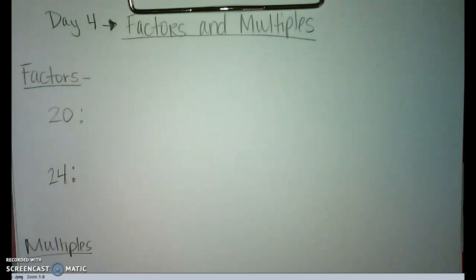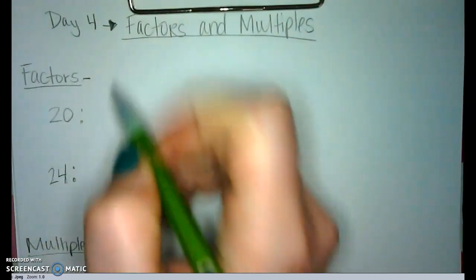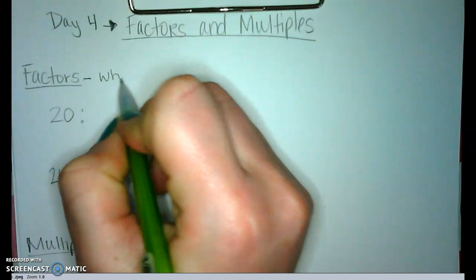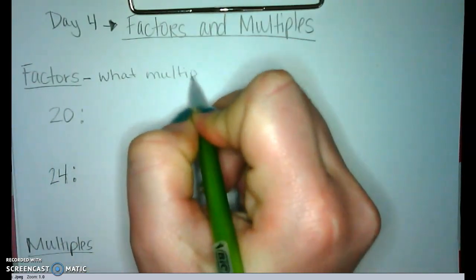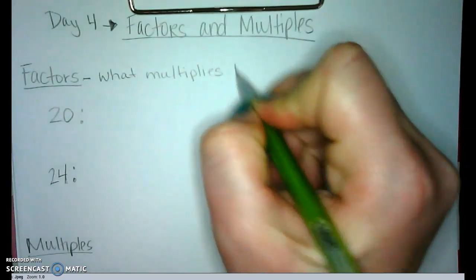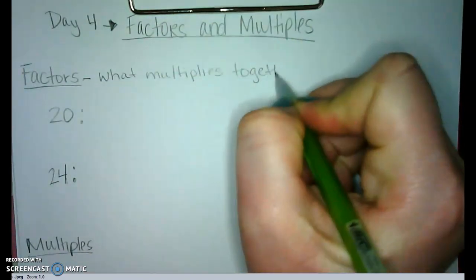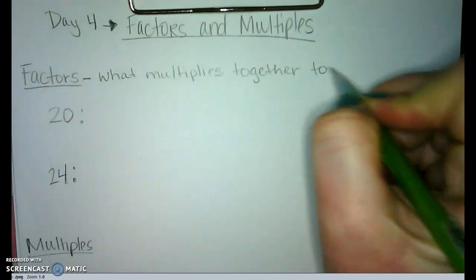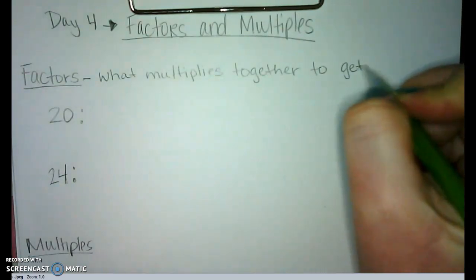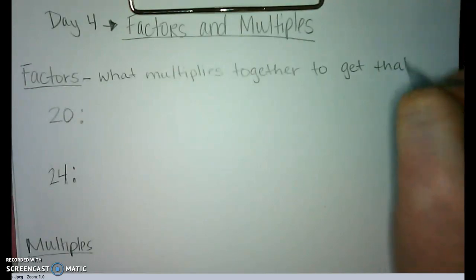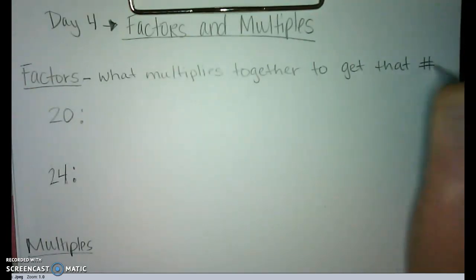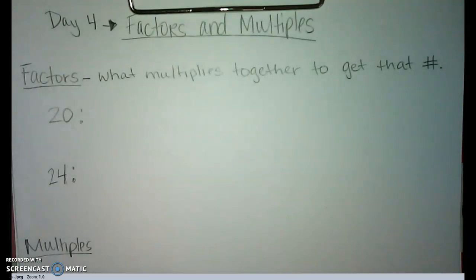Day 4 is factors and multiples, so this should be a really quick review. Factors, so when you're finding factors, you're finding what multiplies together to get that number. Okay, so 20, what times what equals 20?